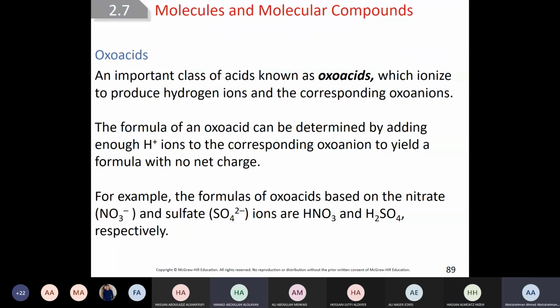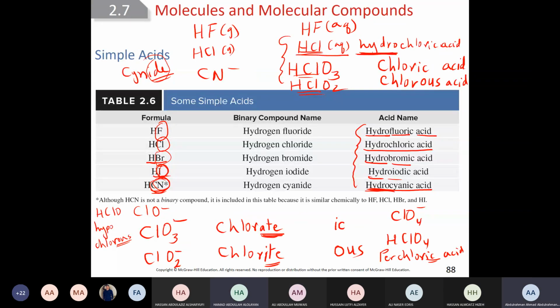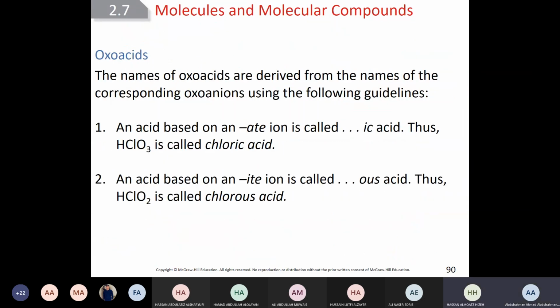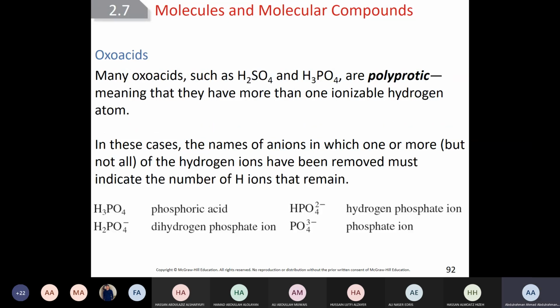Doctor, what do we do with the other polyatomics? Same thing. If you have anything with ate, change it to ic. If it's ite, change it to os. That's it. But you have to memorize table 2.3 very, very well. Don't forget it. In any acid, you change ate into ic and ite into os. Okay?